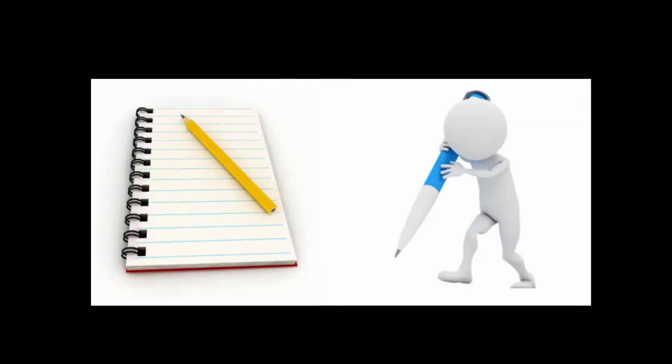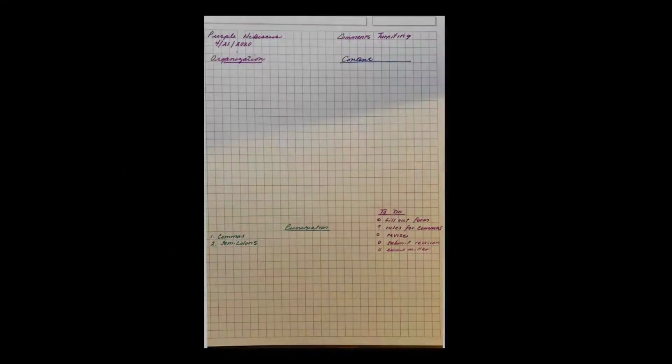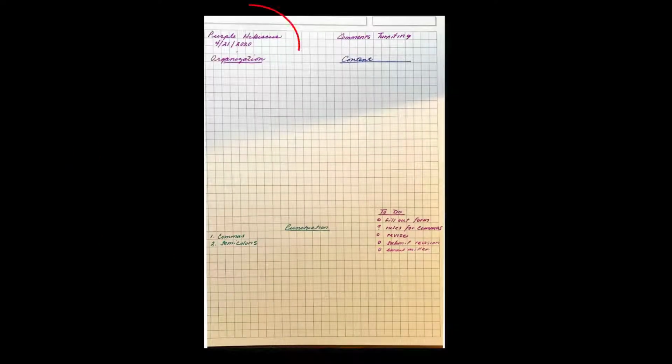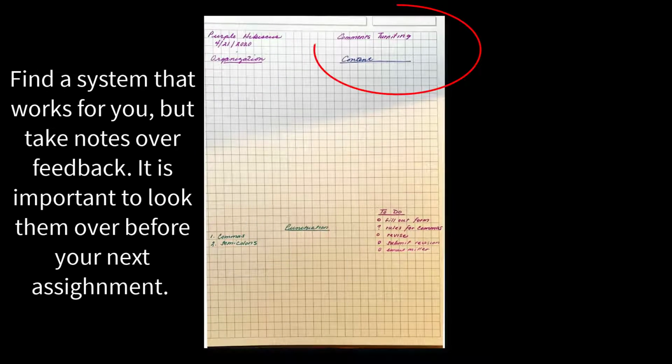Before you do anything, get yourself a notebook. It doesn't have to be anything fancy, but put the assignment and the date up in the upper left-hand corner. Then I like to divide mine, so I use grid paper. In the left-hand side, I put organization. Any comments dealing with organization go here. Ideas and content go here. And then finally at the bottom, that's your conventions, your rules. So that's punctuation, grammar, syntax, anything else.